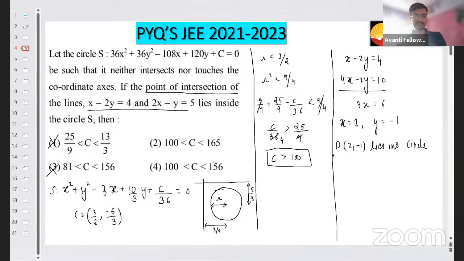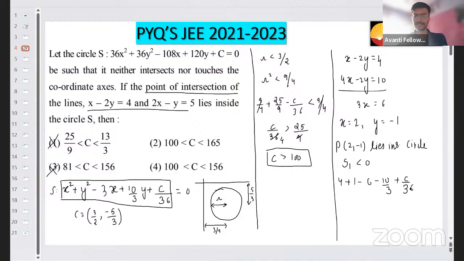Now, if a point lies inside the circle, then what do we know, guys? That S1 is less than 0. S1 means substitute the point in the circle. So here is our circle expression. Let us substitute the point here. So what I'll get? 4 plus 1 minus 6 minus 10 by 3 plus c by 36 will be less than 0. So I guess this will be 4 plus 1, 5 minus 1, right?